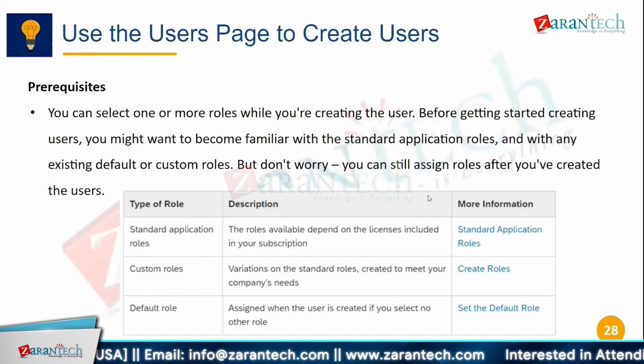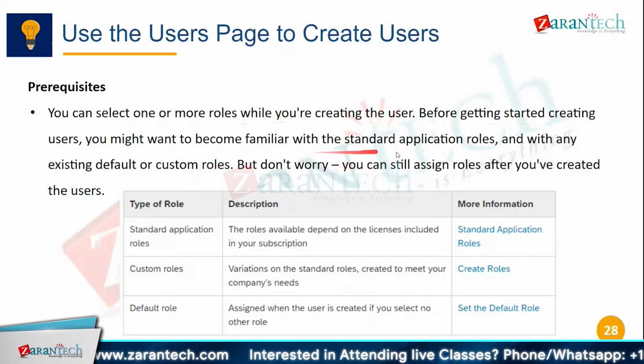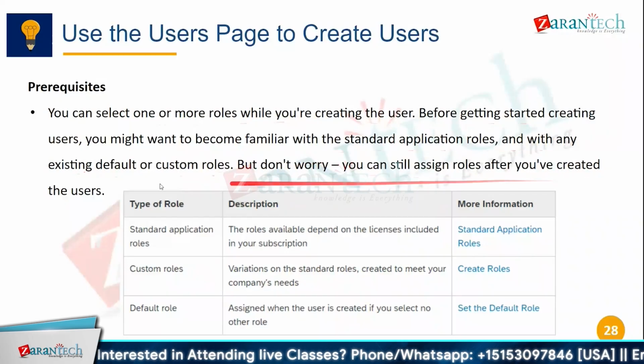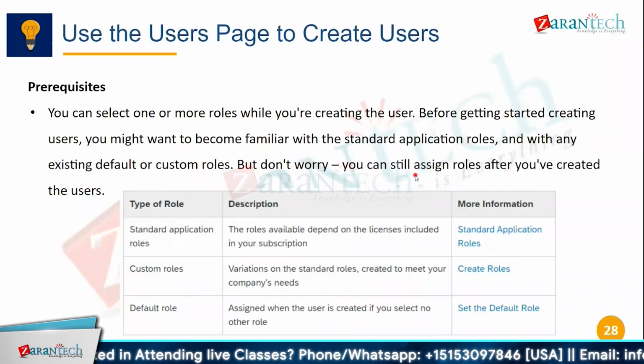You can understand it. So next is how to use the users page to create users. You can select one or more roles while you are creating the users. Before getting started creating the users, you might want to become familiar with standard application roles, and any existing default or custom roles. You can still assign the roles after you have created the user. It's not necessary to assign the roles immediately while creating the user. You can create the user and later figure out which role needs to be assigned, then assign it or update it.